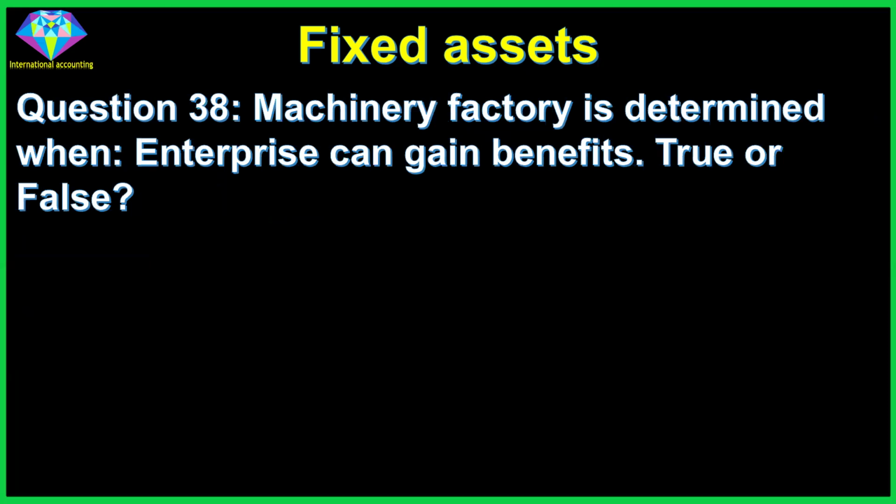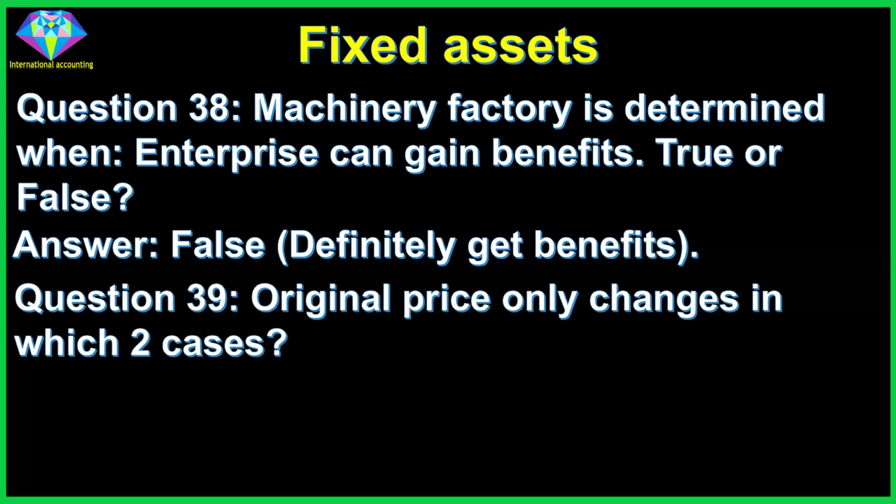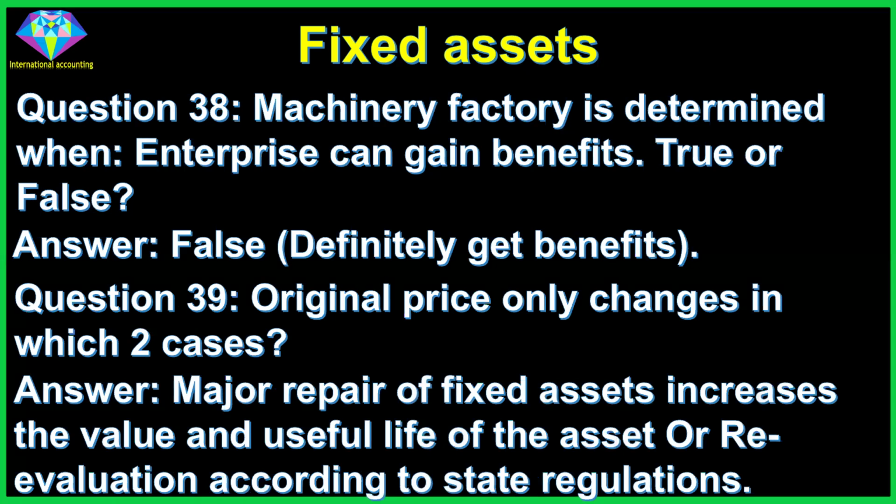Question 38. Machinery factory is determined when enterprise can gain benefits. True or false? Answer: false. Definitely get benefits. Question 39. Original price only changes in which two cases? Answer: major repair of fixed assets increases the value and useful life of the asset, or re-evaluation according to state regulations.